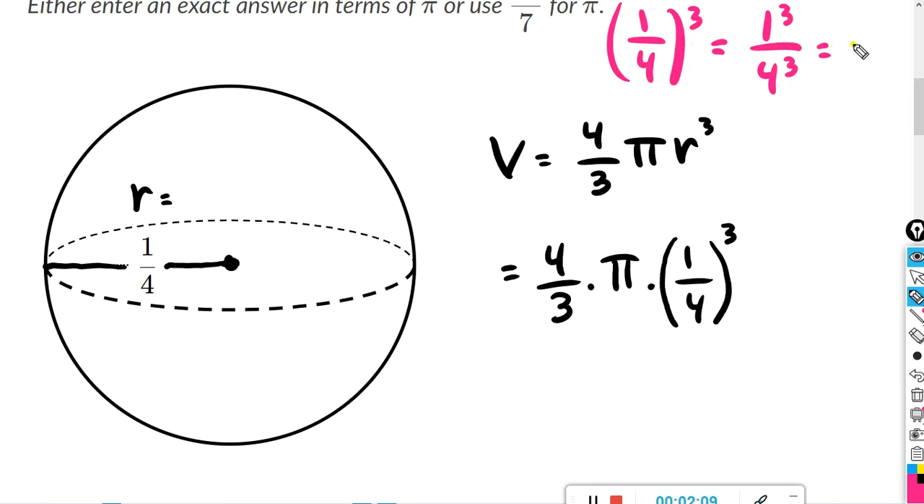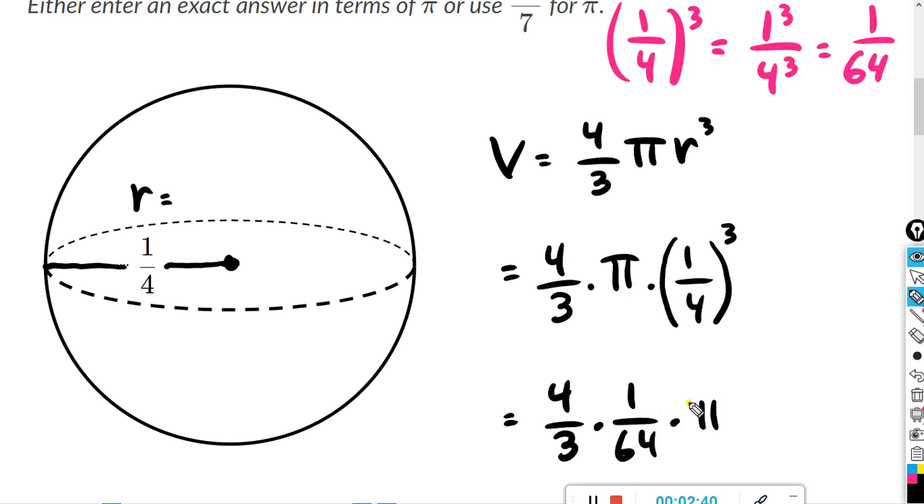Okay, 1 to the third power, or 1 times 1 times 1, is just 1. 4 to the third power, 4 times 4 times 4, is 64. Okay, so 1/4 to the third is the same as 1/64. So we have 4/3. And this we said was 1/64. And we still have the pi. Okay, and you can cancel fractions here. Okay, you could do it on the calculator.